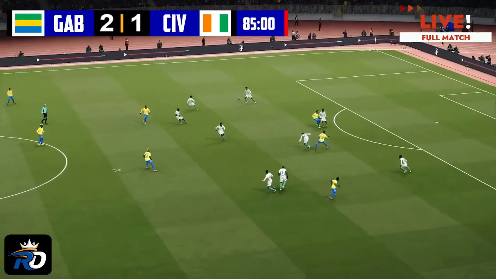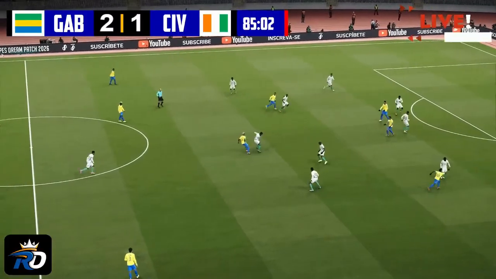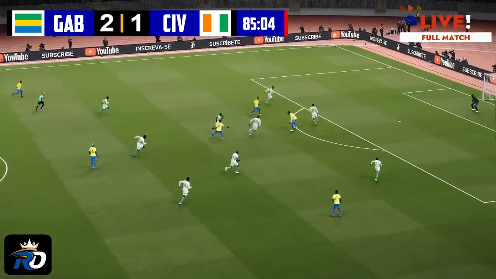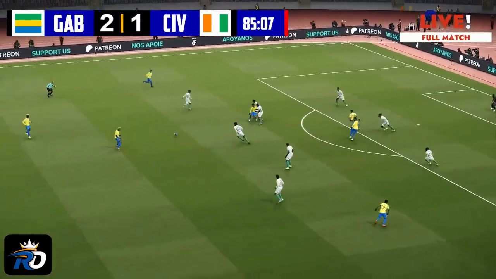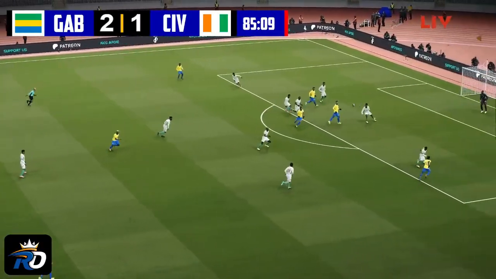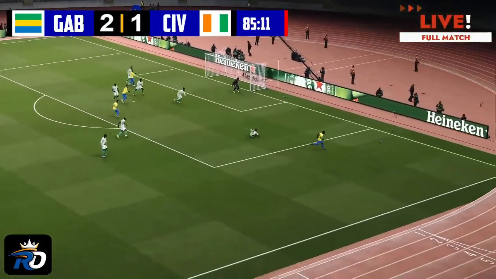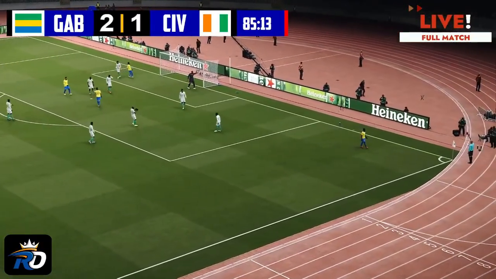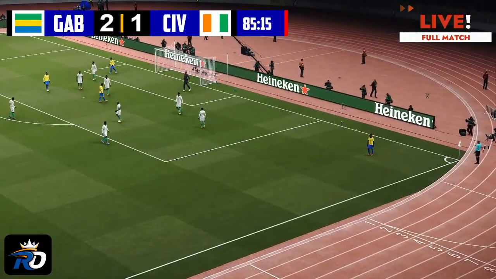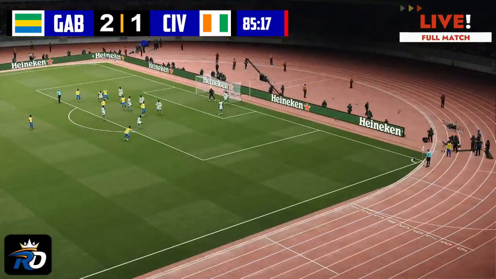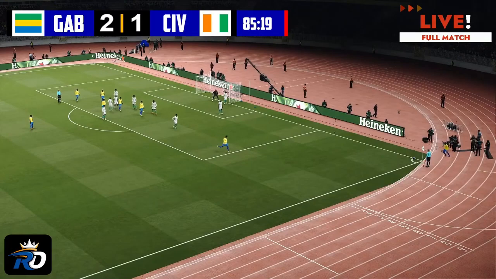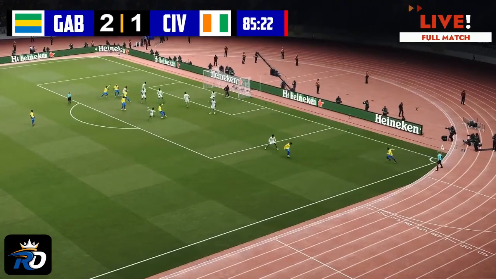So that he maintains his undefeated streak, I think we could have a great goal by the end, because Gabon is going to have to come out and look for another opportunity to take the lead on the scoreboard. And I think Ivory Coast is going to put their men on offense, and surely, I insist, we're going to have a few more goals.